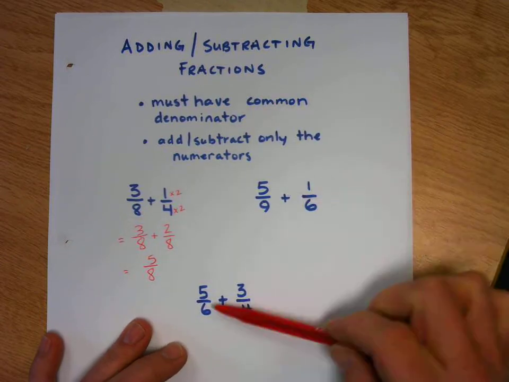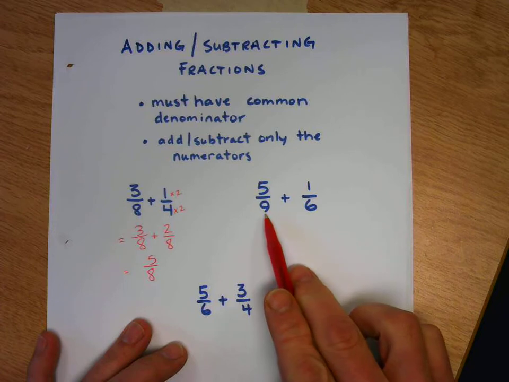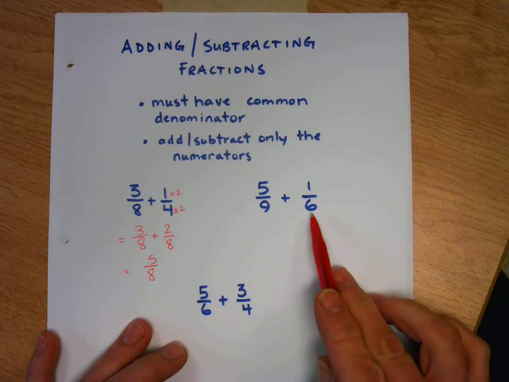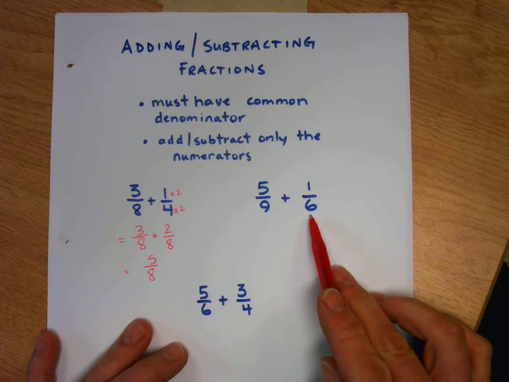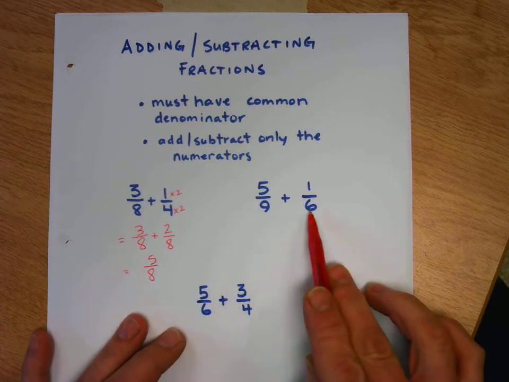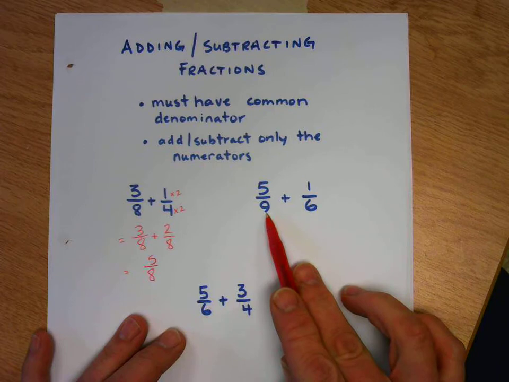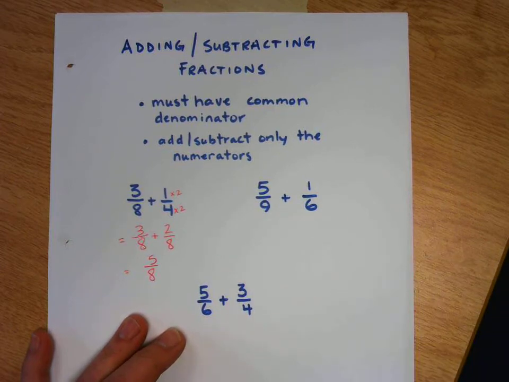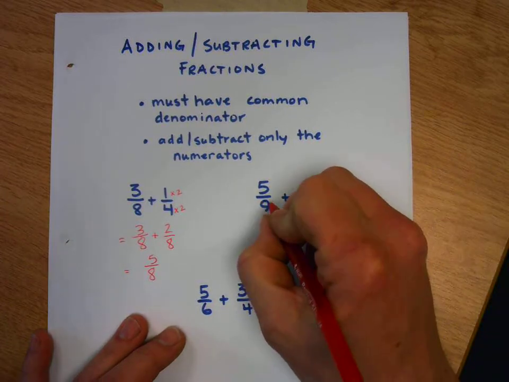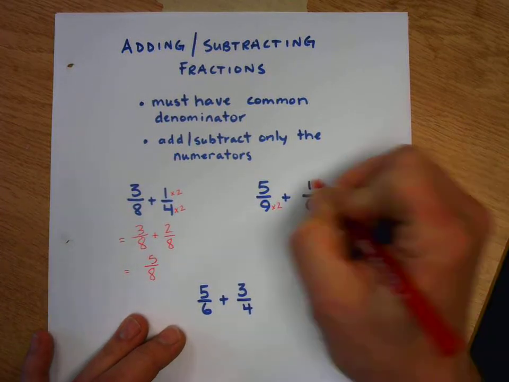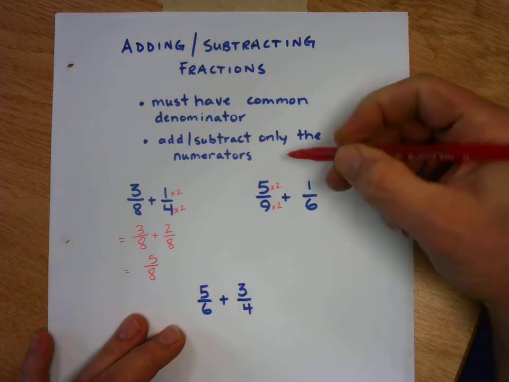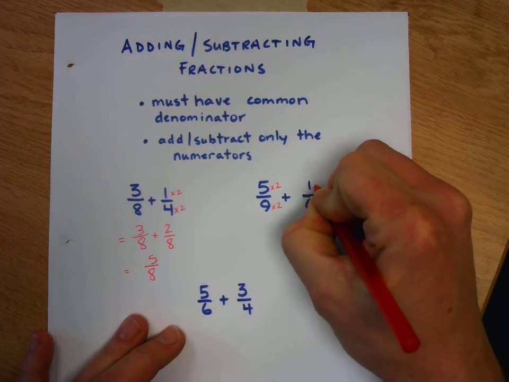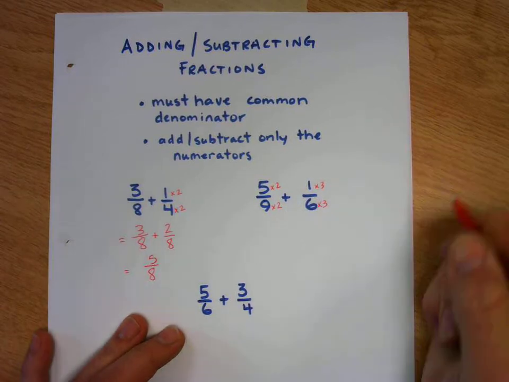As we look at the next two examples, we have a value in this one, 5/9 plus 1/6. 9 and 6 are not the same. And in order to find a common denominator, we're going to look at the multiples of 9 and 6 to find the first one that they have in common. And in this case, it would be 18. So we would need 2 groups of 9 to make 18. We'll also do that to the numerator. And we would need 3 groups of 6 to make 18. And we will also do that to the numerator.